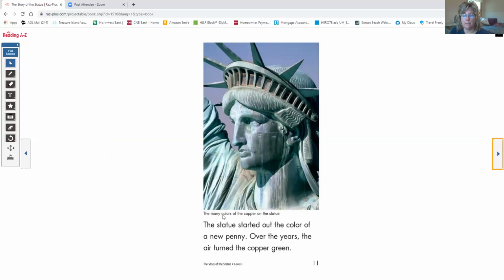And the caption says, the many colors of the copper on the statue. So you can see that over time the weather changed the statue's colors, which was made out of the metal copper, changed them, and it's kind of a greenish blue color. The statue started out the color of a new penny. Over the years, the air turned the copper green.